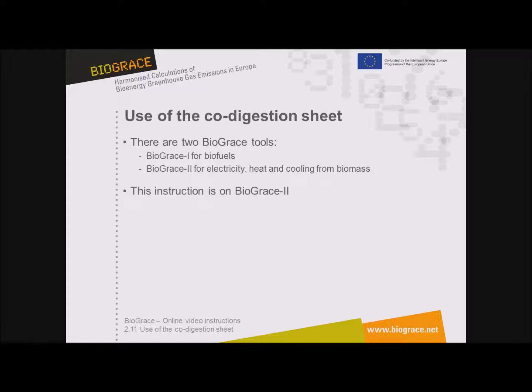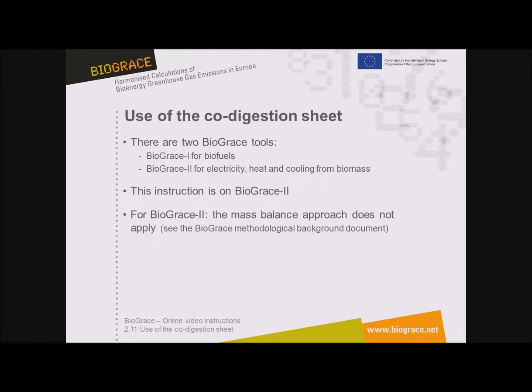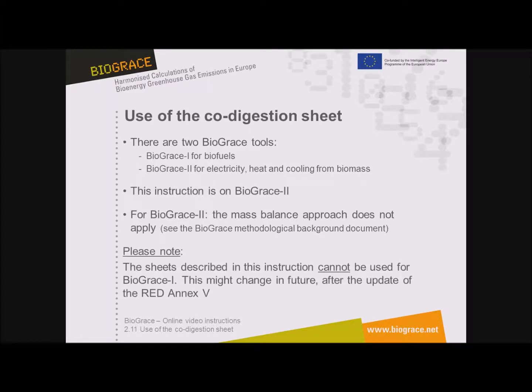In case of BioGrace 2, for biogas from co-digestion of substrates, the mass balance approach does not apply, as is explained in the BioGrace methodological background document. Possibly in the future, after the update of the RED Annex 5, this will also be the case for BioGrace 1. Until then, the sheets described in this instruction cannot be used for BioGrace 1. All information is accessible through www.biograce.net.